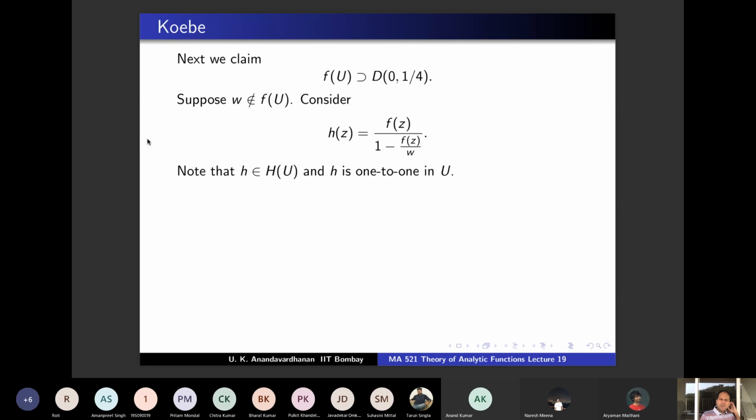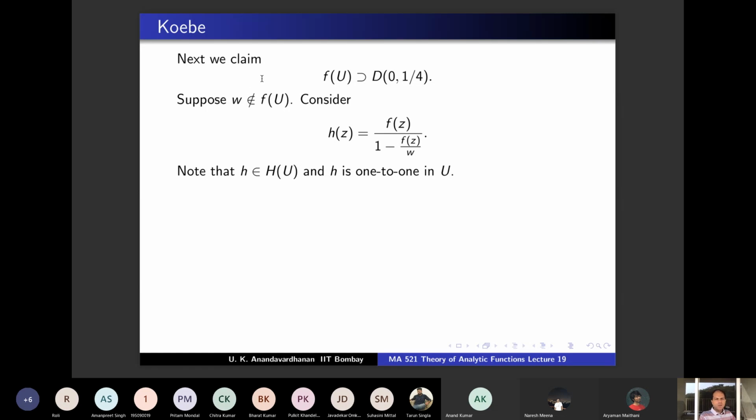How do you check h is 1-to-1? Just check. So suppose h of z1 equal to h of z2, you have to show that z1 equal to z2. Apply in the formula. So if h of z1 equal to h of z2, just plug it in. You will get f of z1 by 1 minus f of z1 by w equal to f of z2 by 1 minus f of z2 by w. Cross multiply, make all the cancellations, you will get f of z1 equal to f of z2. But if f of z1 equal to f of z2, then z1 equal to z2, because f is injective.